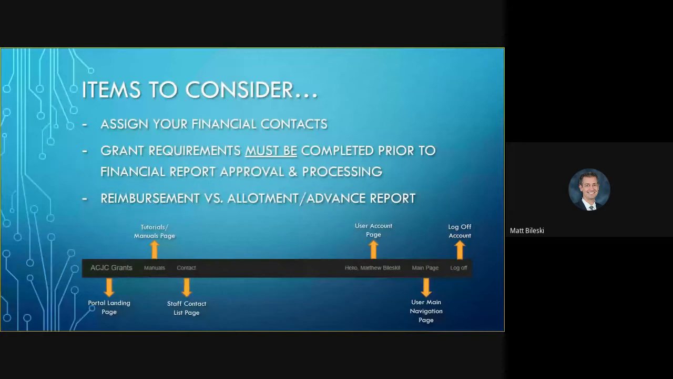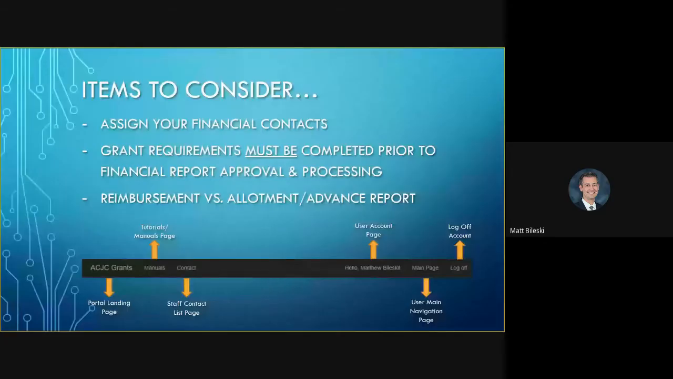I do want to set some items to consider before we get into the tutorial. The first one being that you want to make sure to assign your financial contacts. No one can access those finance reports if no one at your agency is assigned to the financial contact or to the financial alternate contact. We covered this in our prior meeting, how to assign those contacts. So if you do need a tutorial on that, we do have a tutorial on our manuals page.